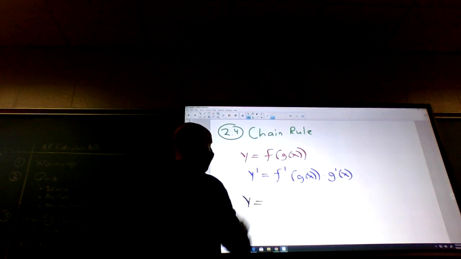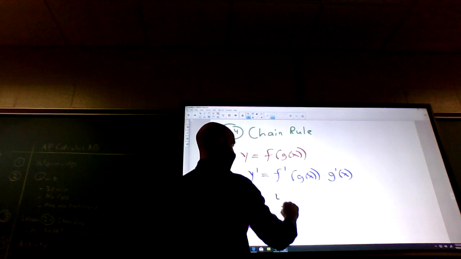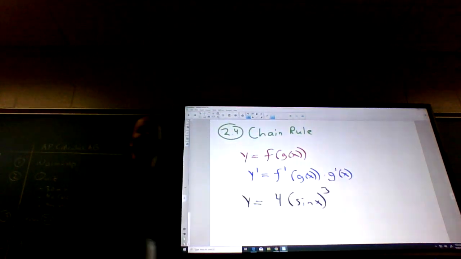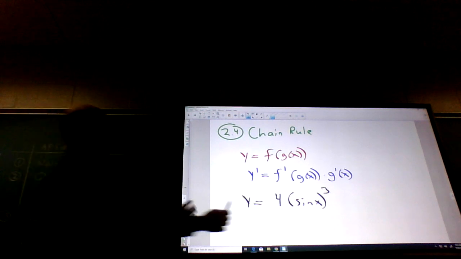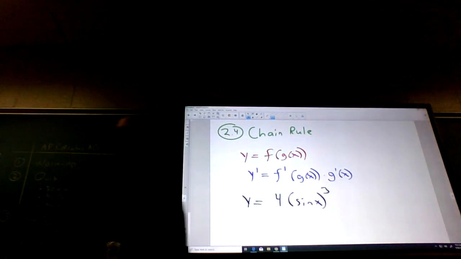Let's just say that y was, I don't know, let's say it's 4 sine x to the third. Would you guys agree that this is a composition of functions? Yes. That the f function here is 4 times whatever this thing is to the third, right? So how do we do that?